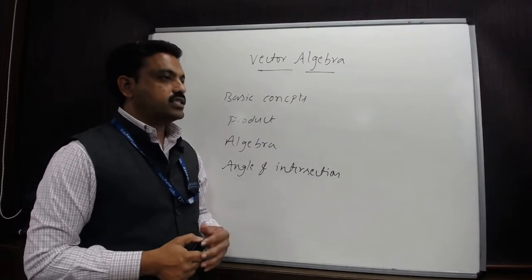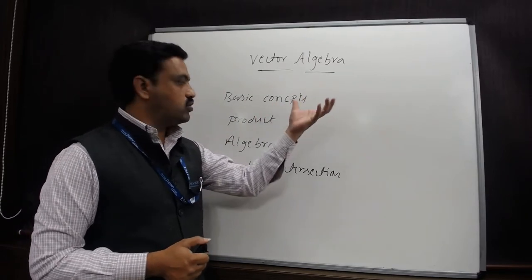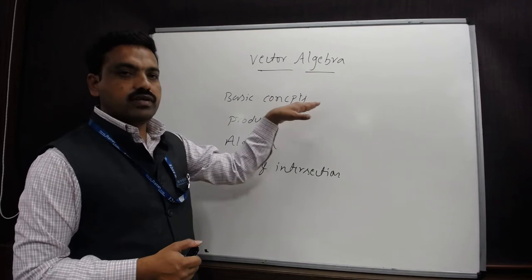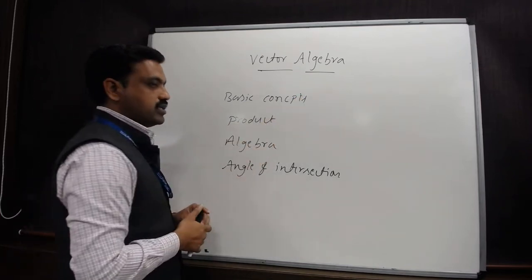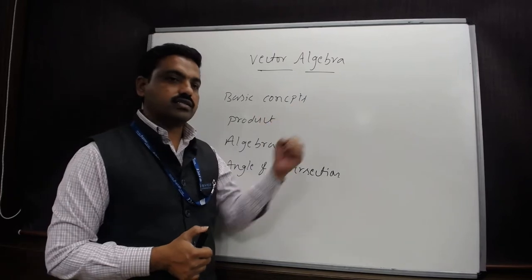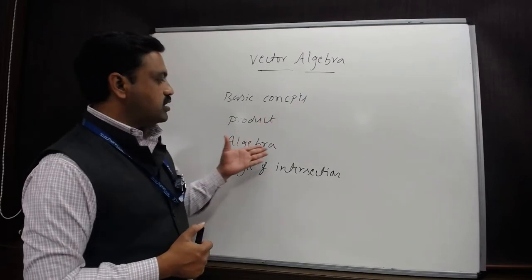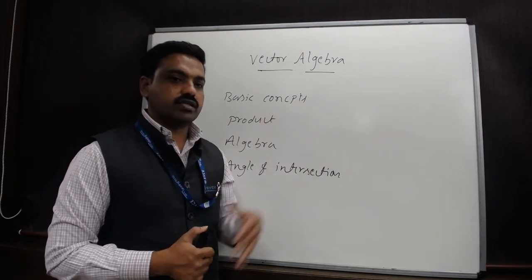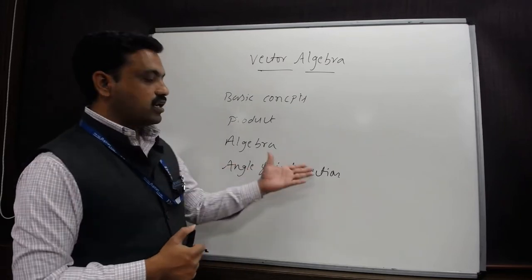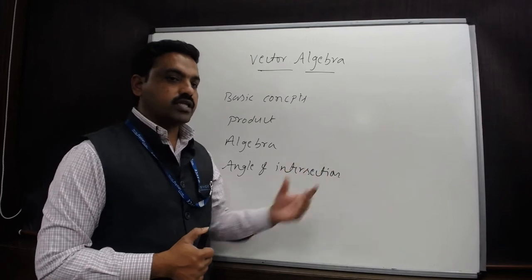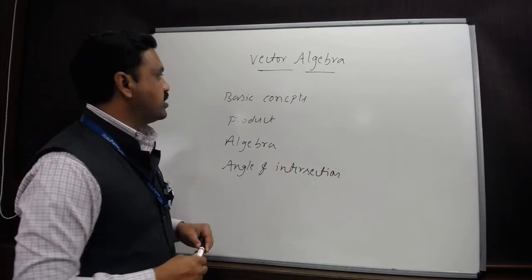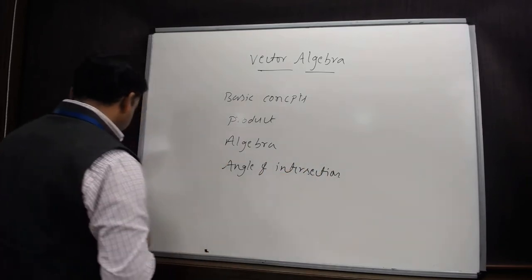Already we studied scalars and vectors and unit vectors, all these things, at high school level as well as plus 2 level. Similarly, for the product of two vectors we have dot product as well as cross product, and algebra is nothing but addition and subtraction of two vectors, as well as angle of intersection. This is one more interesting topic as well as a compulsory question in the university examination. I'll give the definitions.